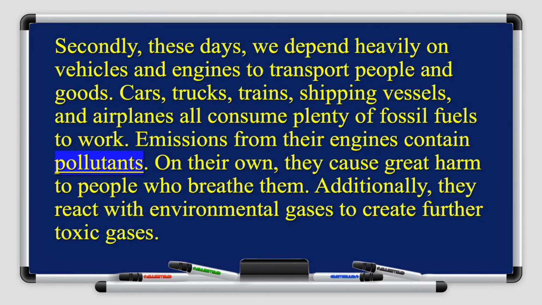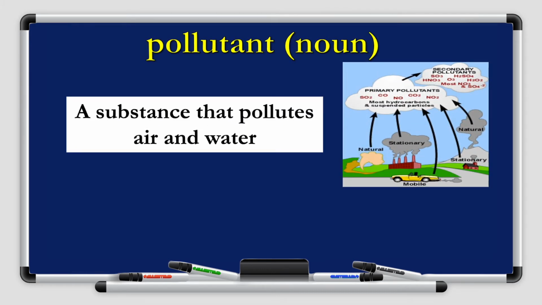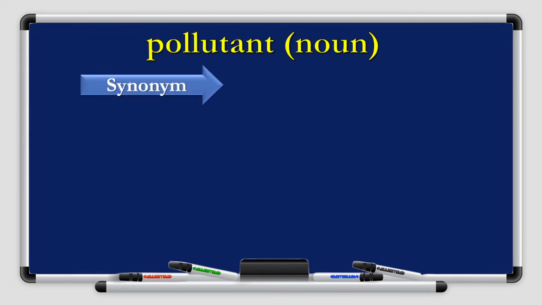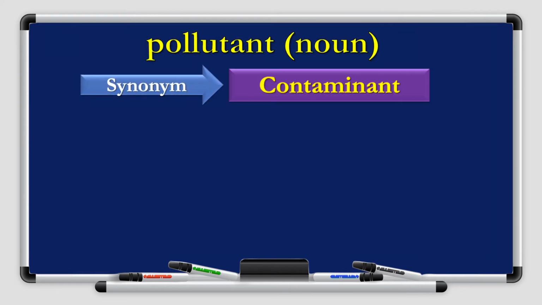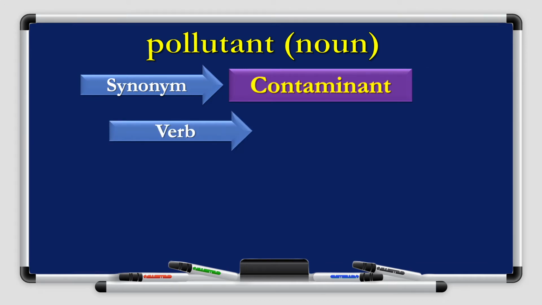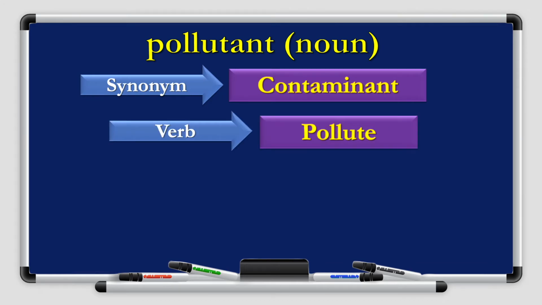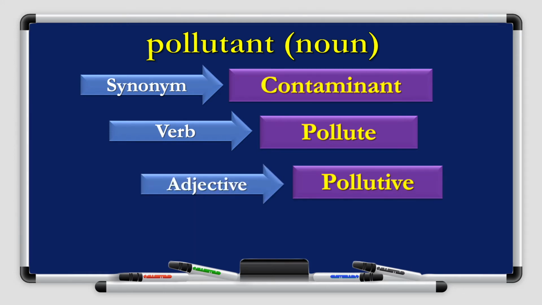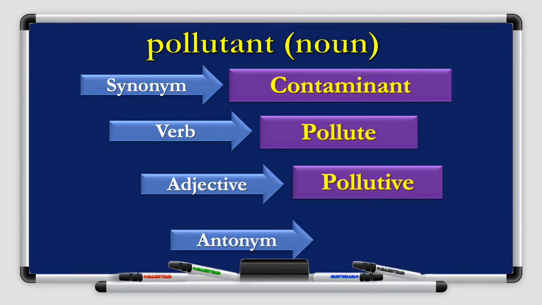The third word in this paragraph is the word pollutants. Pollutant is a noun, which means a substance that pollutes air and water. For example, smoke that comes out from factories and old cars is the main air pollutant. A synonym for the word pollutant is contaminant. The verb of it is to pollute. The adjective of the word pollutant is pollutive. And the antonym of the word pollutant is purifier.